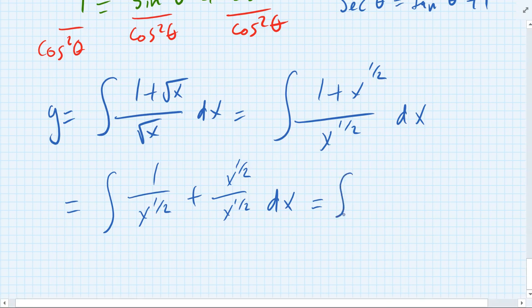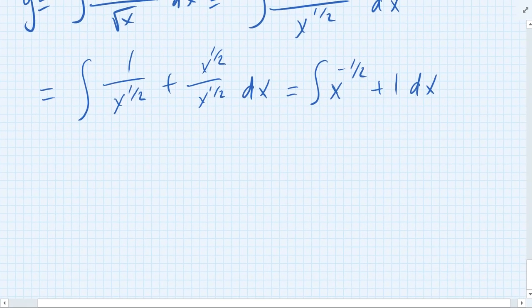Okay, is this going to become x to the negative 1/2 plus 1? Is that easy to integrate now? Use the algebra. So what does this become? Oh, wait, I messed up. Oh, well, it doesn't matter. I was going to do a different problem, but it's okay.